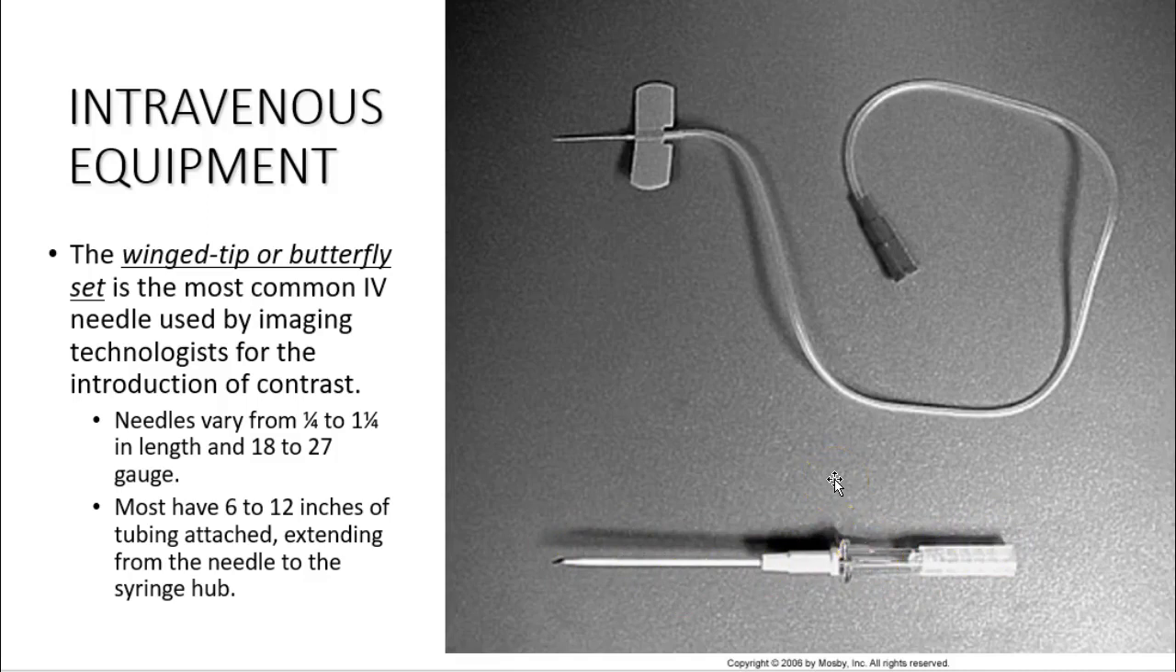Most have a 6 to 12 inch tubing on these butterflies, which is really nice. There are some angiocath style butterflies that you can leave the plastic catheter in, and it has a hose on it, which is really nice. Very expensive, so typically the sites don't have those.